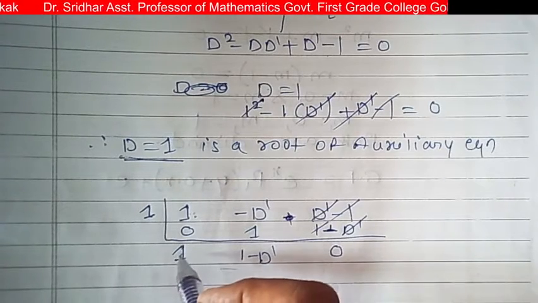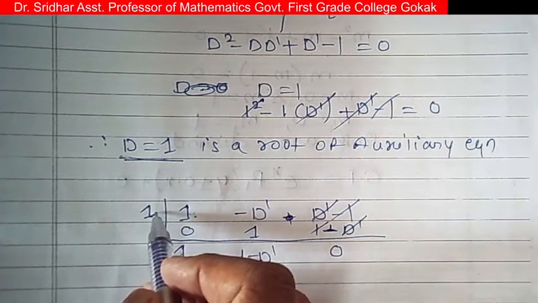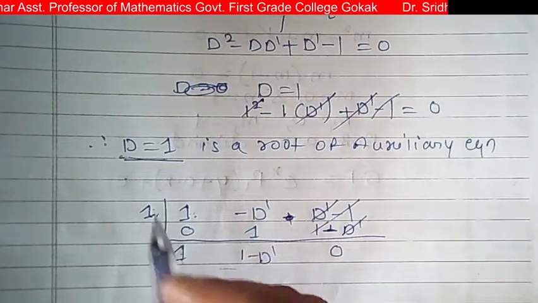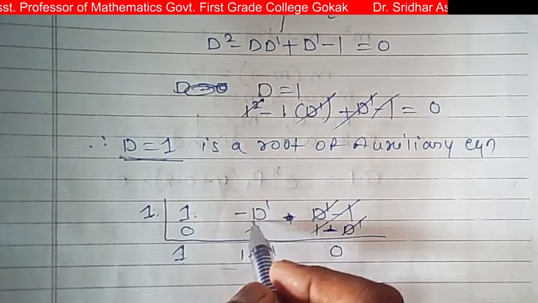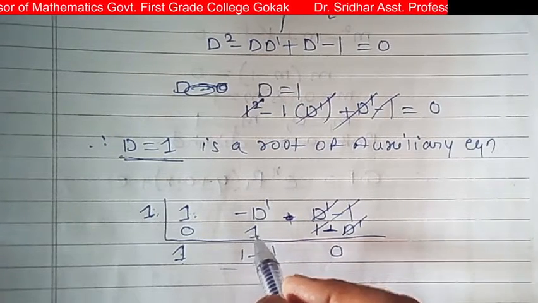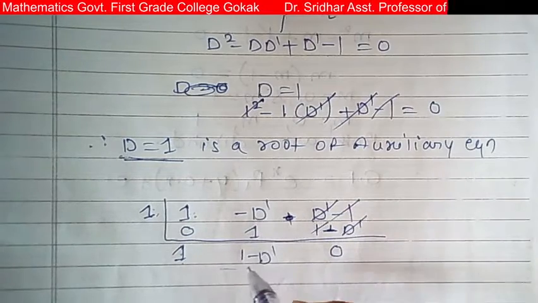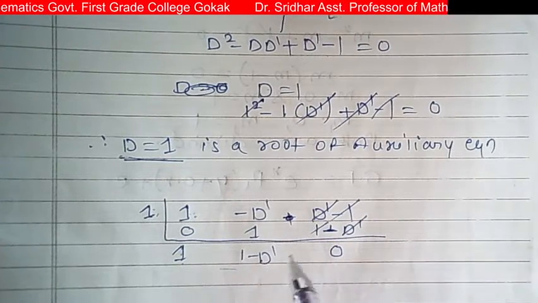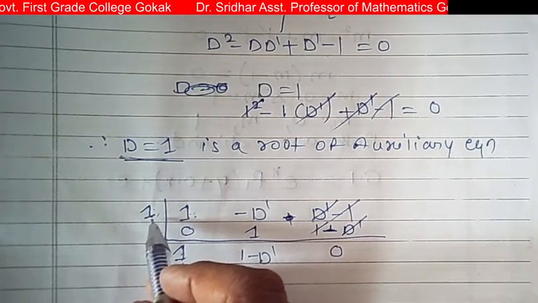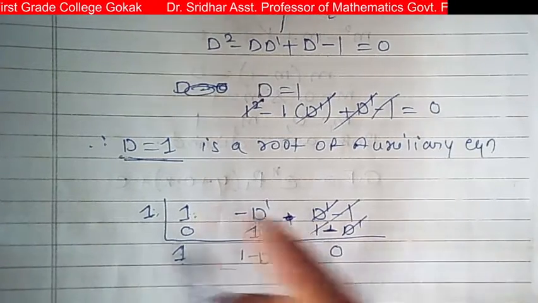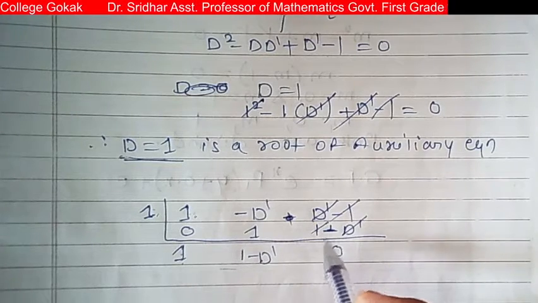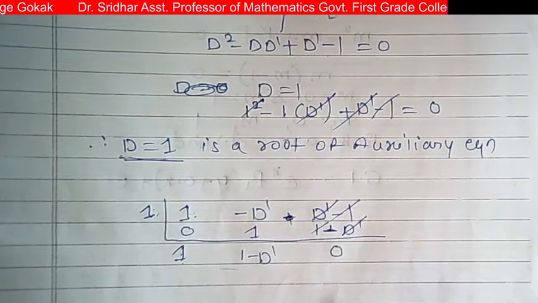After that we multiply this one with this first root, that is 1 into 1, 1, and we write that below the second element. So here 1 into 1 is 1. Next we add these two, which gives 1 minus d dash. Then multiply this 1 minus d dash with the first root. So 1 minus d dash into 1 is 1 minus d dash, and we write it below the third element. So this is 1 minus d dash.